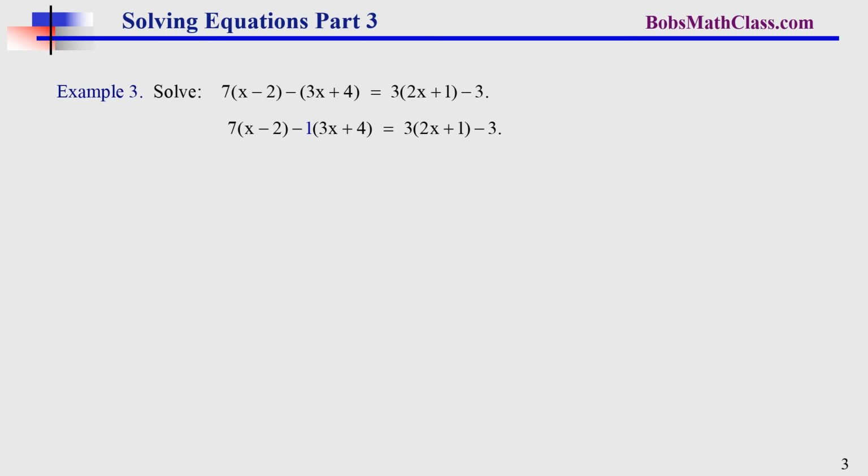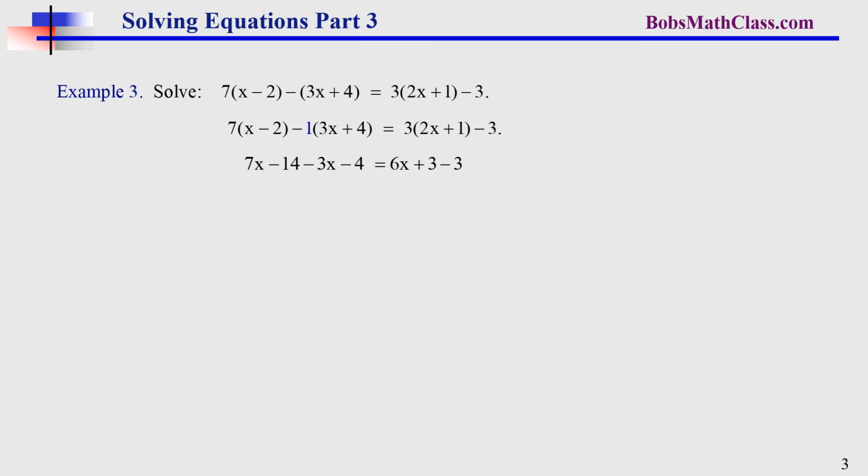So 7 times x minus 2 minus 1 times 3x plus 4. You may want to pause the video and work it out on your own. Okay, distribute the 7, that gives us 7x minus 14. Distribute the negative 1, that's negative 3x minus 4. Negative 1 times positive 4 is negative 4, so we put a minus. On the right-hand side, we get 6x plus 3, and then bring down the minus 3.